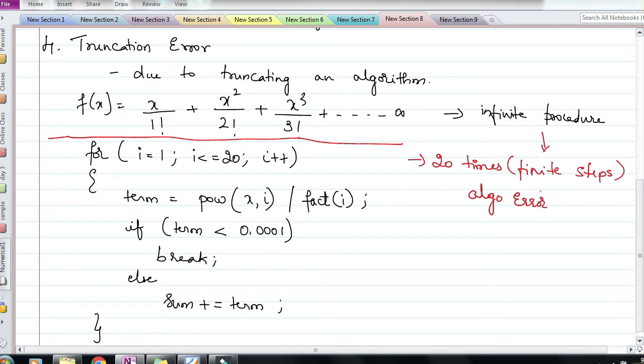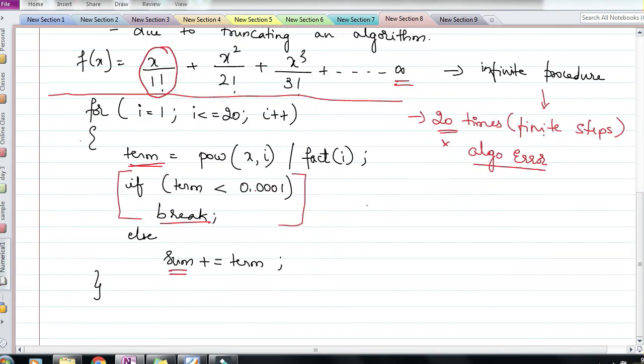Now, will I execute this loop 20 times? No, I have a condition here. So what is the condition? I will break the loop as soon as I reach a desired accuracy. Maybe the loop gets broken when i equals 5 or something. You have already reduced an infinite procedure to 20 times only. That also you are not executing. You are breaking when i is 5 or 6. So this leads to truncation error. This is the difference between algorithmic error and truncation error.